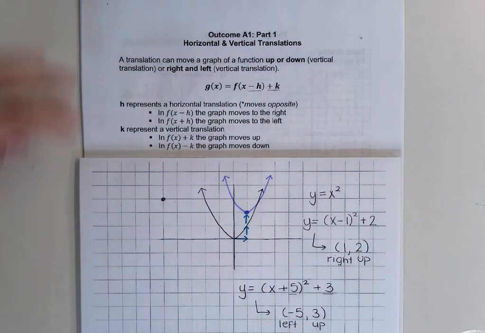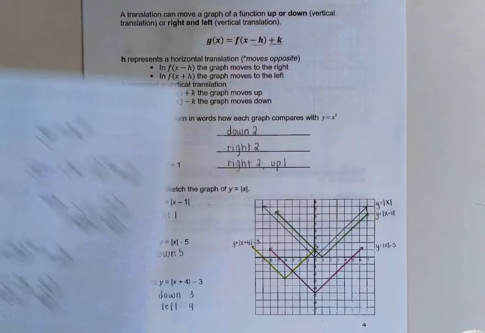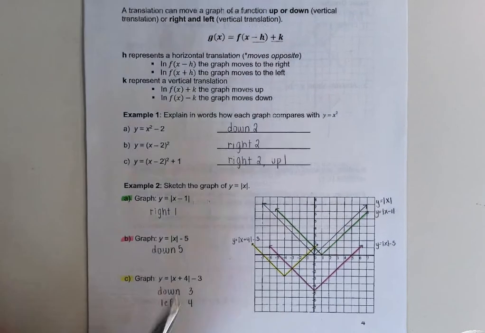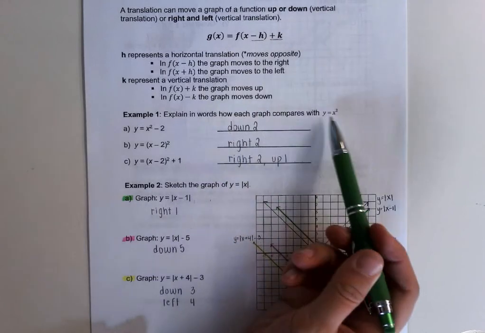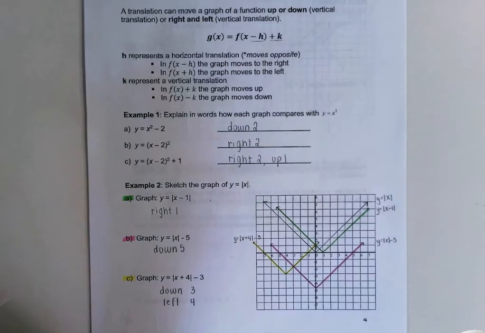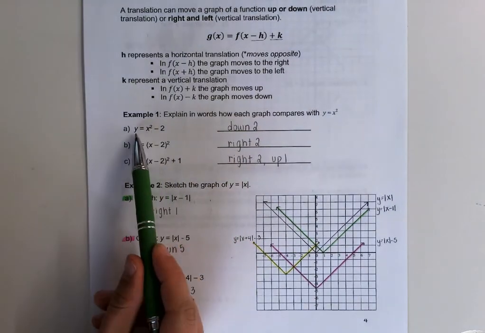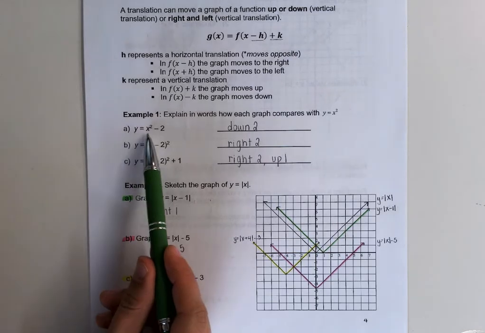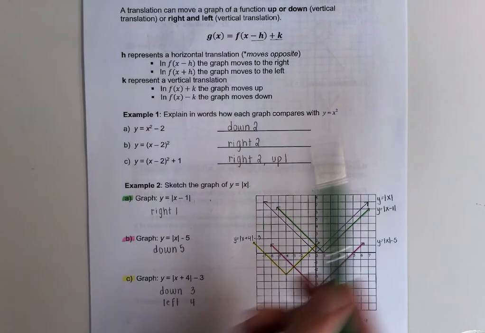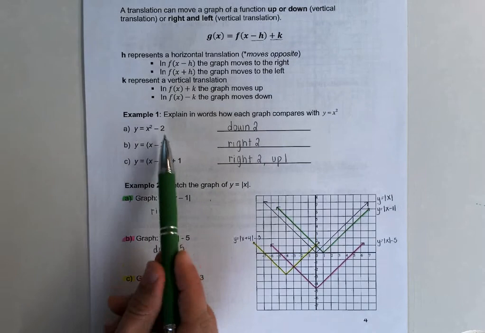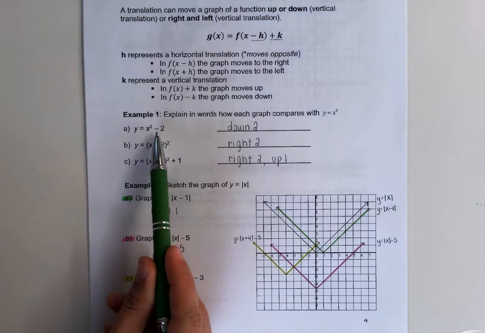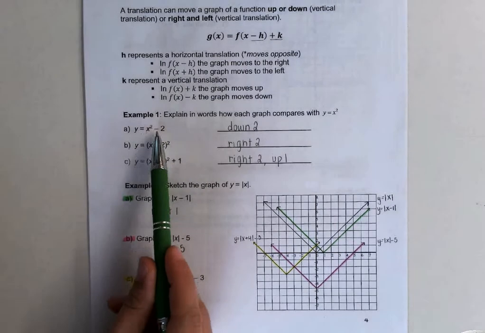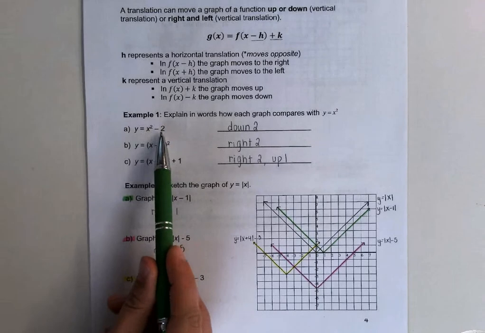So if we look at a few examples here, we have: explain in words how each graph compares with y equals x squared. So if we change this to y equals x squared minus 2, this means we're going to take x squared and we're going to move it down 2. Notice x squared is a term and the minus 2 is our constant. That's why this is our k value.